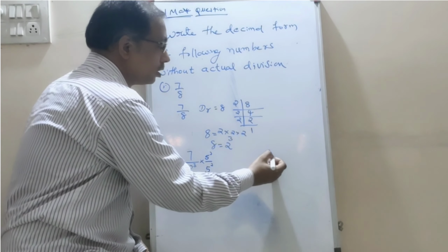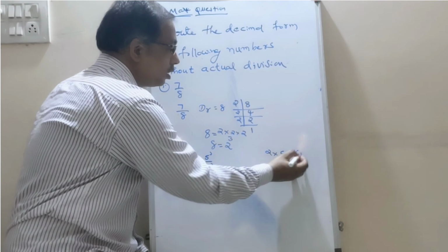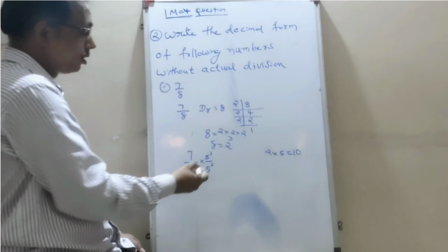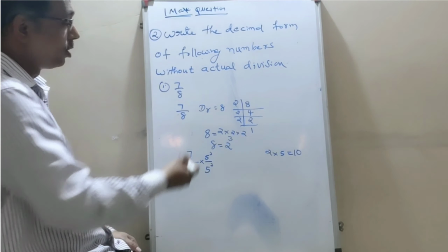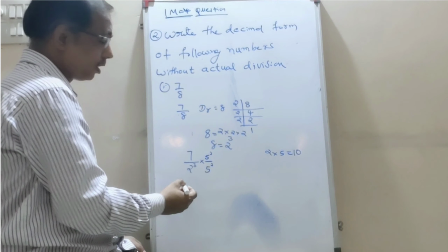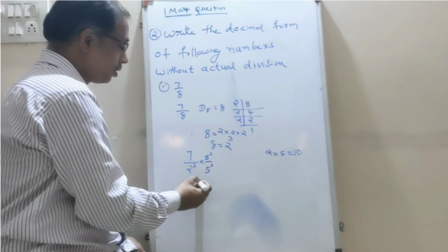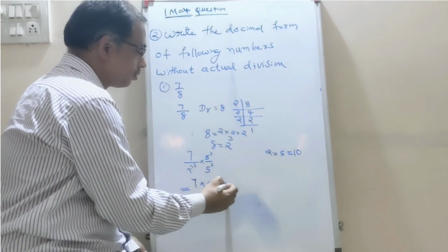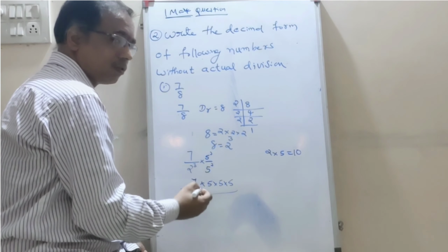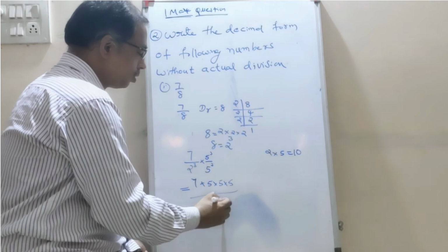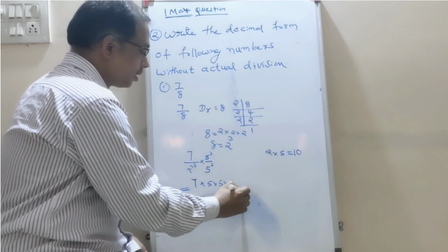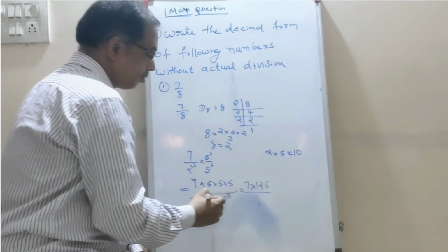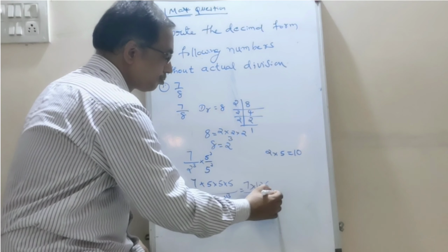And because we know that 2 into 5 is 10, whenever you get 10 powers on the denominator, we can easily get the decimal form of the given fraction. So here we can write 7 into 5 cube, that is 5 into 5 into 5, divided by 2 cube into 5 cube. We can make it as 2 into 5 whole cube. Then 7 into 5 into 5 into 5, 125, divided by 2 into 5, is 10 cube.